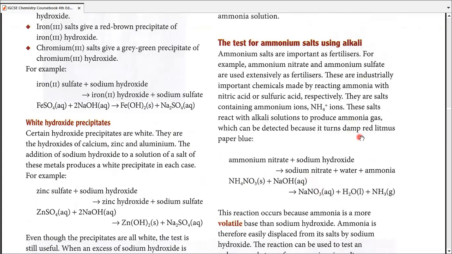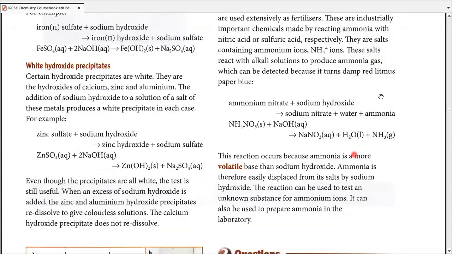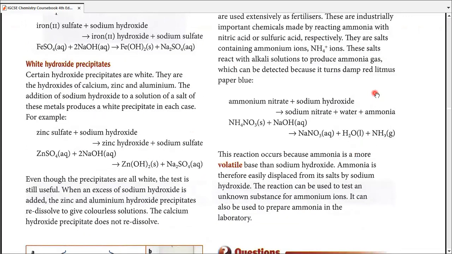Ammonium salts, however, are slightly different. They are different from metal ions, so we handle them differently. We react them with alkali solutions and they produce ammonia. Ammonia gas can be detected with a damp red litmus paper, and as ammonia is an alkaline gas, it turns the damp red litmus paper blue. So it's a pretty easy test.